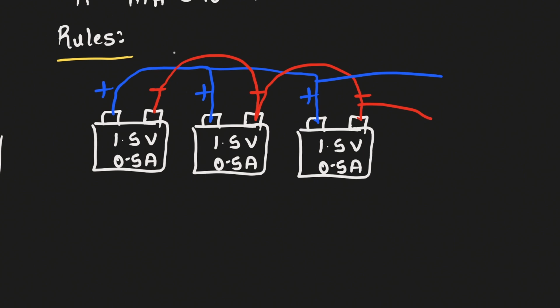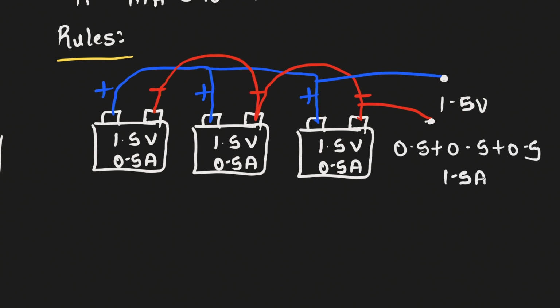So when you have this kind of connection, a parallel connection, your voltage will remain the same. So the voltage of this connection will be 1.5 volts. But because it's a parallel connection, your current is going to increase. Your total current at these outputs will be the sum of all the currents of the batteries. That will be 0.5 plus 0.5 plus 0.5, which gives us a total of 1.5 amperes.